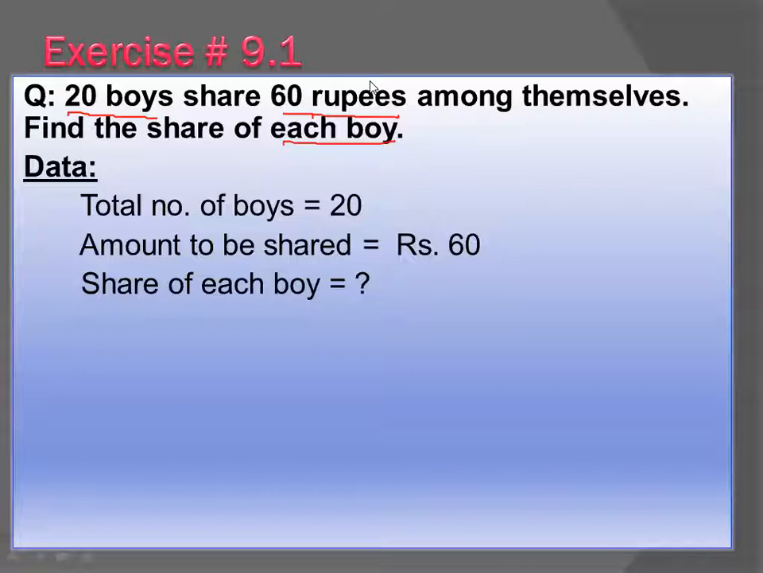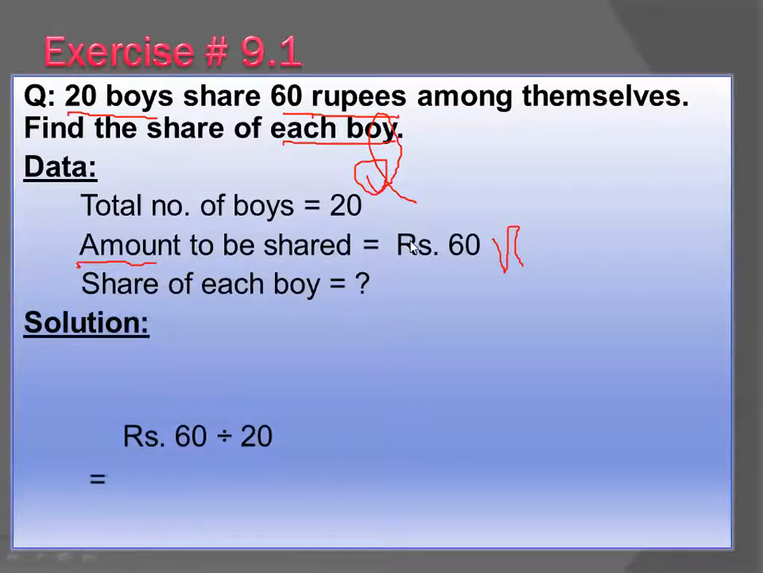Okay, now you will perform division. One thing I'm going to tell you here: the amount that has to be shared will be taken as your numerator, and the total number of boys will be taken as the denominator. Please keep it in your mind. I'm repeating again: the amount to be shared will be taken as numerator and the total number of anything will be taken as the denominator.